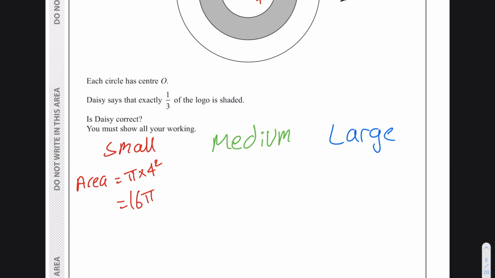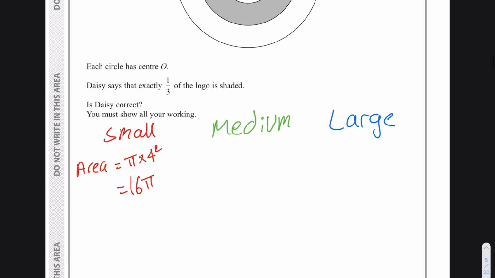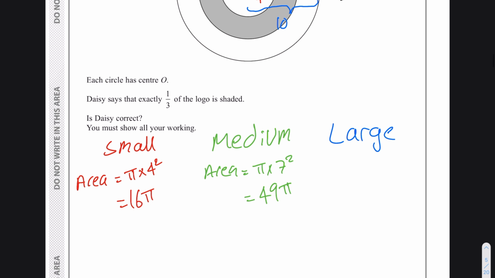Now let's focus on the medium circle. So the medium circle has a radius of 4 plus 3, so that altogether gives us a radius of 7. So the area is equal to pi times 7 squared, and of course 7 squared is 49, so 49 pi. And finally, we need to work out the area for the large circle, where the radius is going to be 4 plus 3 plus 3, which is 10. Therefore, the area is going to be pi times 10 squared. 10 squared is the easiest one to remember, it's just 100. That's 100 pi right there.